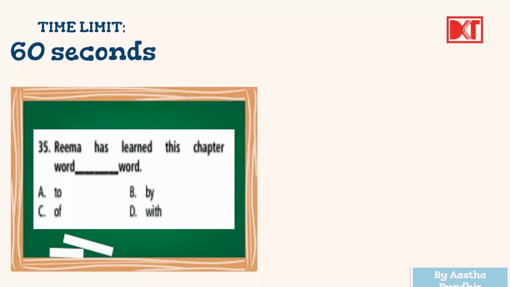Rima has learned this chapter word dash word: word to word, word by word, word of word, or word with word. Here the correct answer is: Rima has learned this chapter word by word. Word by word is a phrase which refers to learning something with full heart and knowing everything. That's word by word. Okay. Alright. So with this we finish off the questions on prepositions.